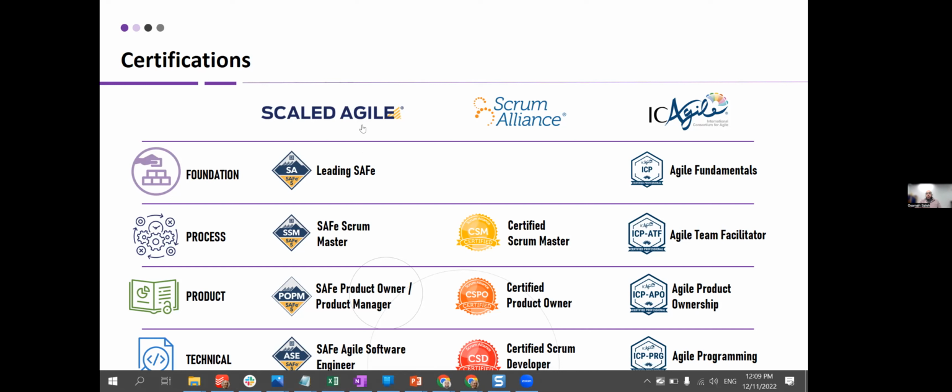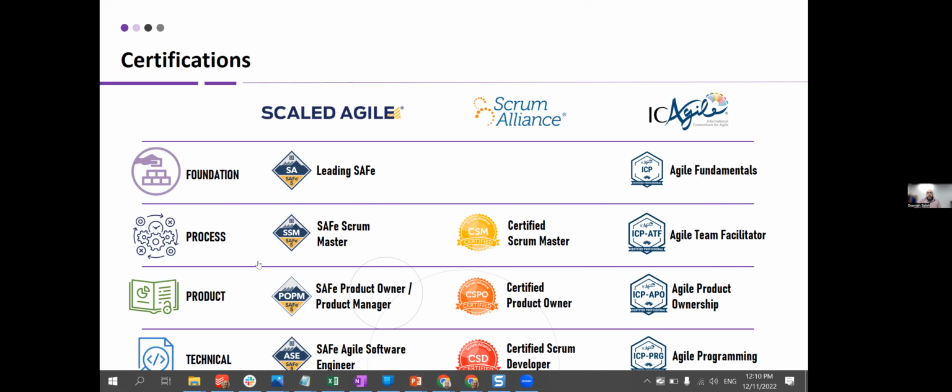I would say the two on the left, Scaled Agile and Scrum Alliance, they're more on the name recognition side. Okay. And Scaled Agile has been very, very strong as of late, especially in an area where you have a lot of government work or a lot of big organizations. Scaled Agile is making the rounds. It's getting to a point now where it's becoming the standard, right?